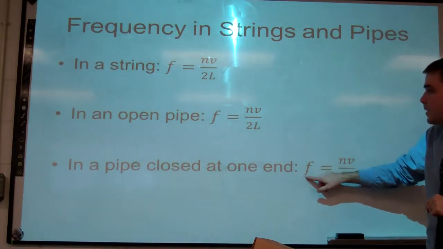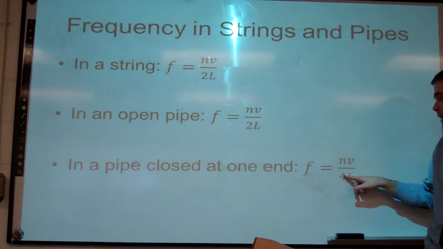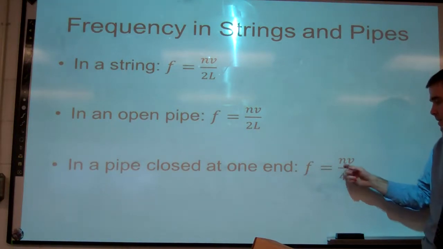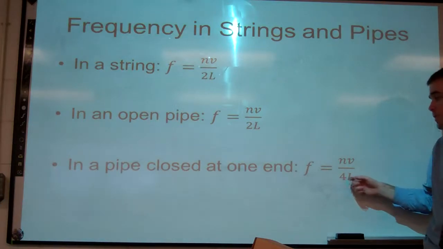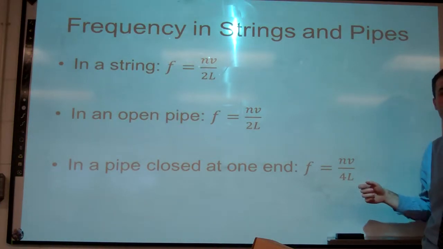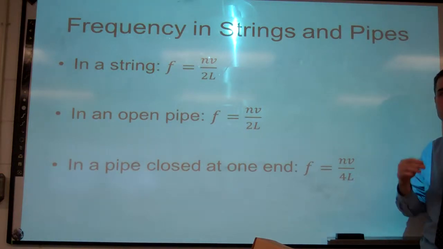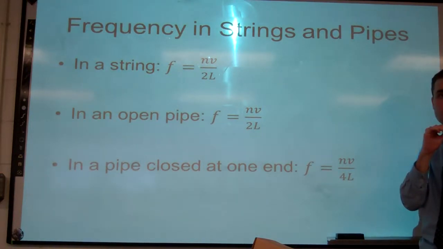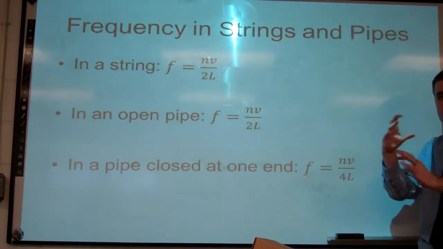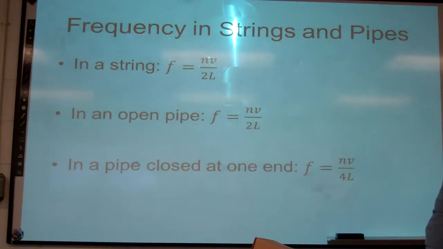And then in a pipe closed at one end, the frequency is equal to n times v over 4 times the length. So a pipe closed at one end would be like a reed instrument, like a clarinet, because you effectively close the other end with your mouth. Does that kind of make sense? And again, you change the length of the pipe by pushing the different keys down.